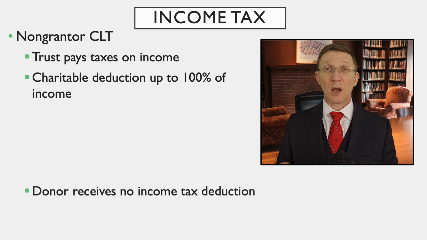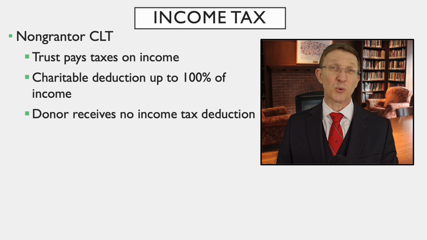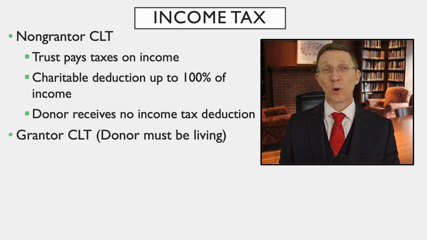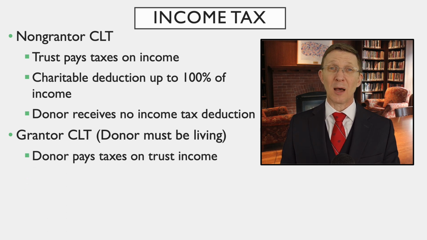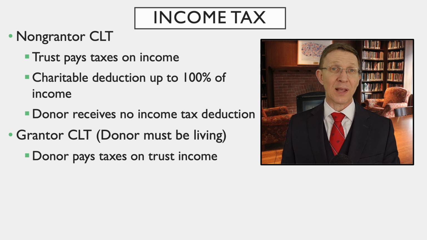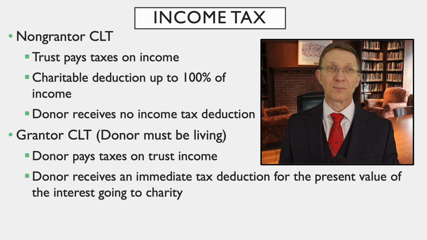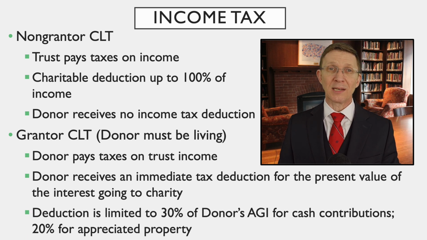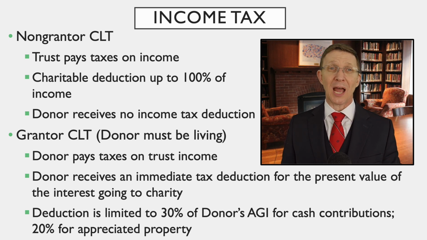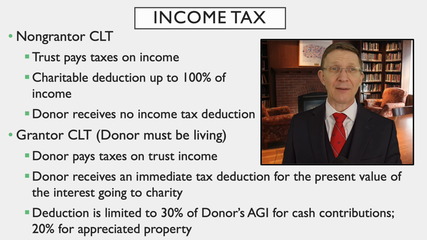The donor receives no income tax deduction for a contribution to a non-grantor CLT. With a grantor CLT, the grantor or donor pays taxes on trust income as if it were the donor's income. The donor can immediately deduct the present value of the gift to the charitable lead beneficiary for income tax purposes. This deduction is limited to 30% of the donor's adjusted gross income, or AGI, for cash donations and 20% of AGI for appreciated property. This deduction can be carried forward for up to 5 years.